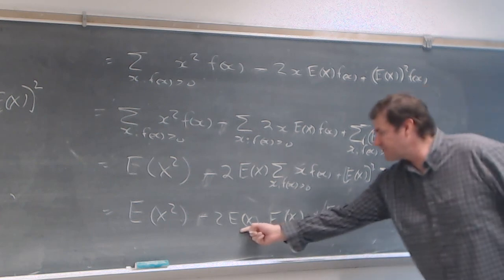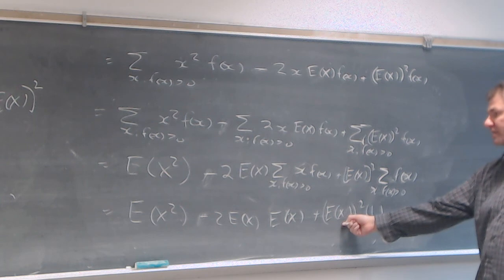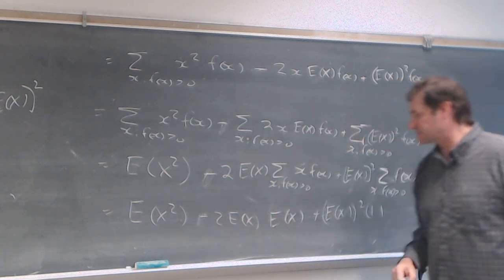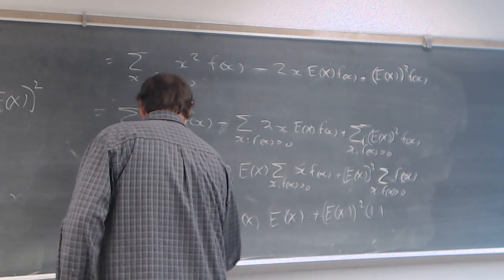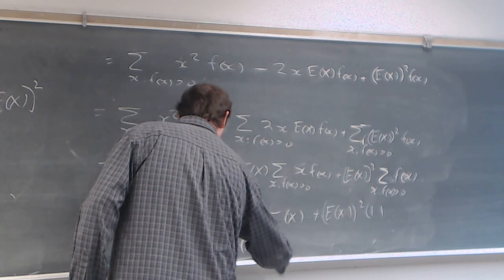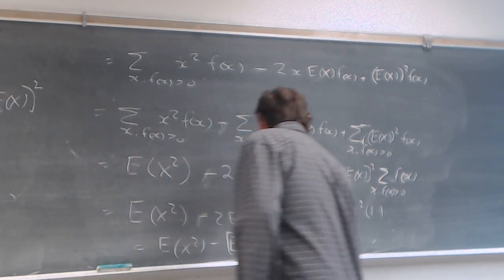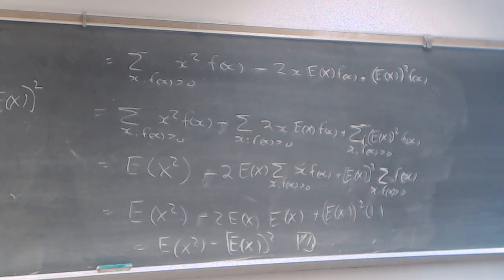Now look, the expected value of x times the expected value of x, that's the expected value of x, quantity squared. Here we got one expected value of x squared, and here we got minus 2. So that means we have a minus the expected value of x, quantity squared. So the first thing is the expected value of x squared minus the expected value of x, quantity squared, and that is the proof.